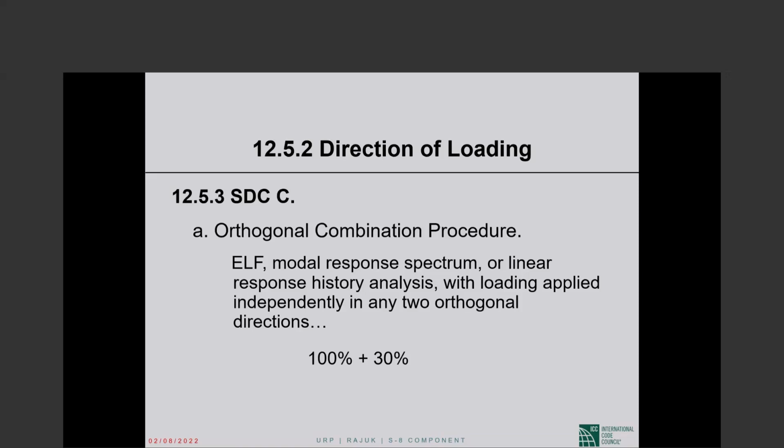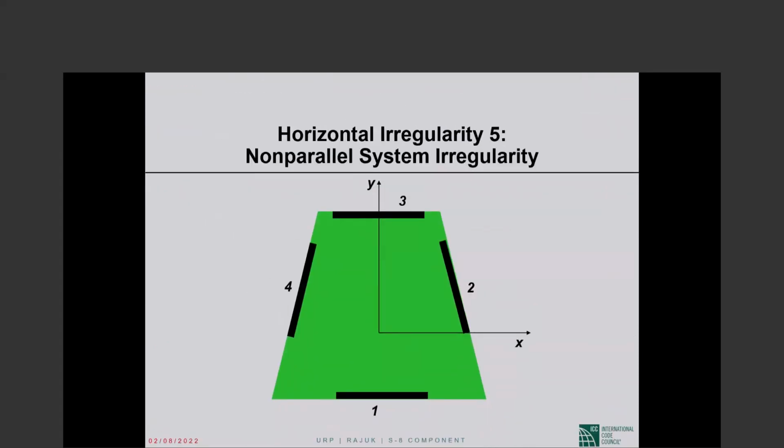So let us say a column of the building has to be designed for 100% of the effect of the X earthquake plus 30% of the effect of the Y earthquake, or 30% of the effect of the X earthquake and 100% of the effect of the Y earthquake, whichever is the worst of the two. Okay, let's look at this in a little more detail. So this is a plan view with walls 1, 2, 3, 4 along the edges. The X direction is to the right, the Y direction is to the top.